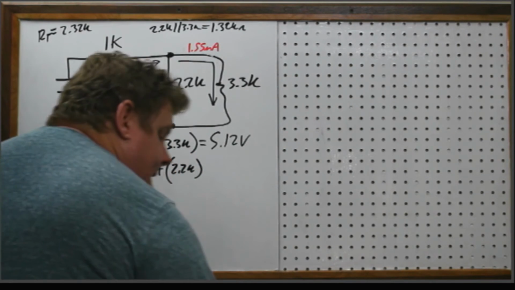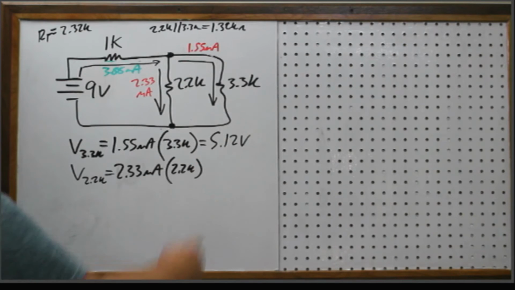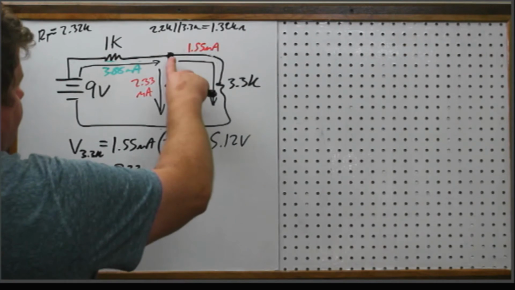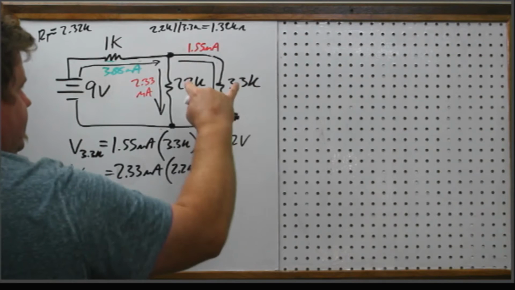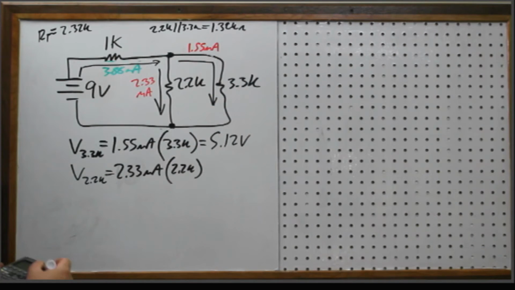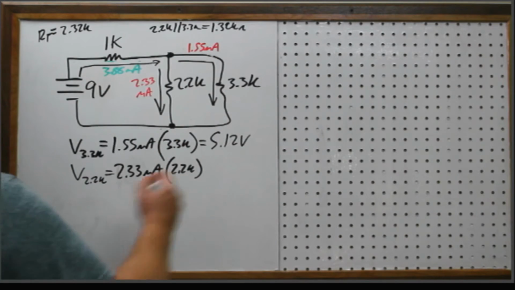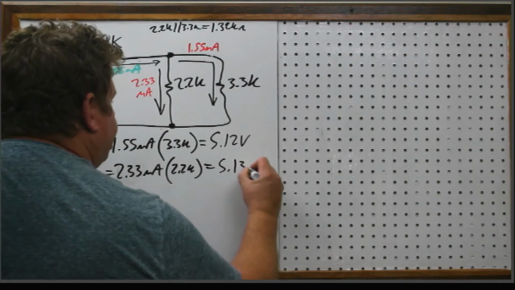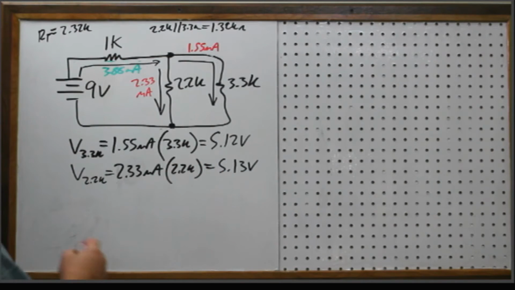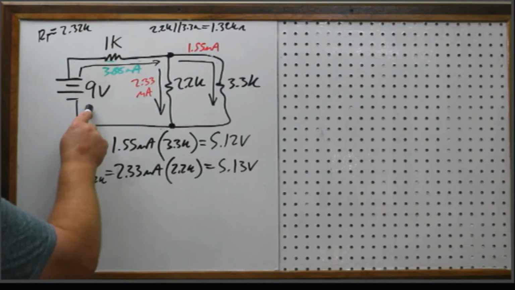Now, I predict that these two are going to be identical, and I hope that's the case because this branch is in parallel with this one. So these two should have the same identical voltage drop. So 2.33 times 2.2, and I get 5.13. So they are the same. Okay? So that leaves me with what? Just under 4 volts for this one.